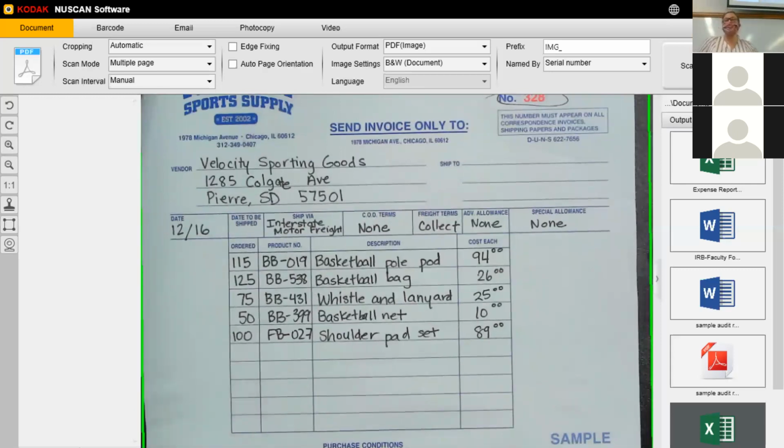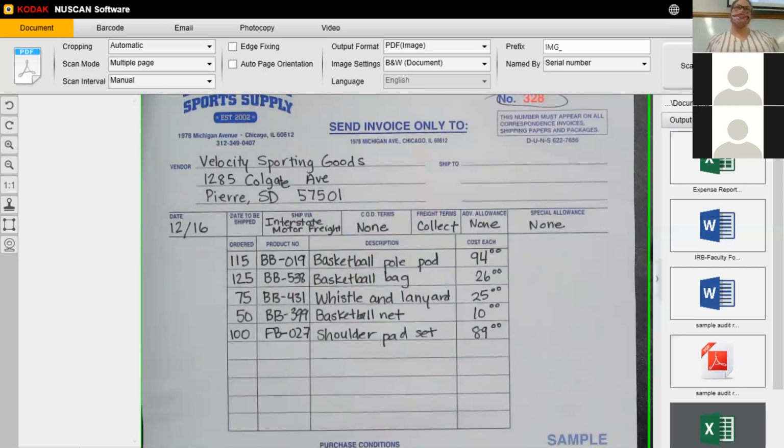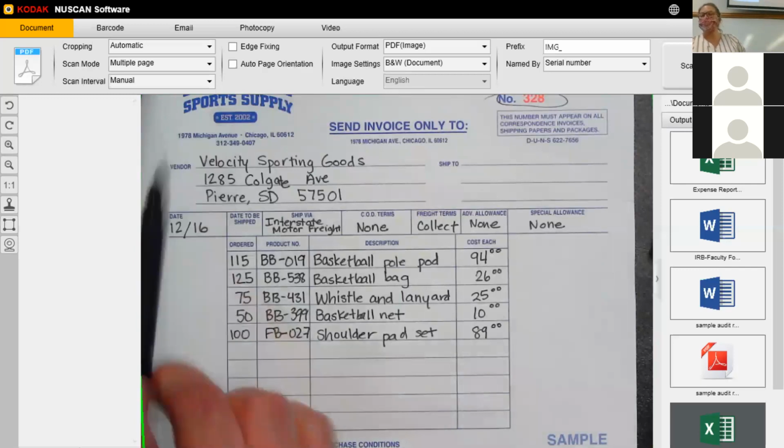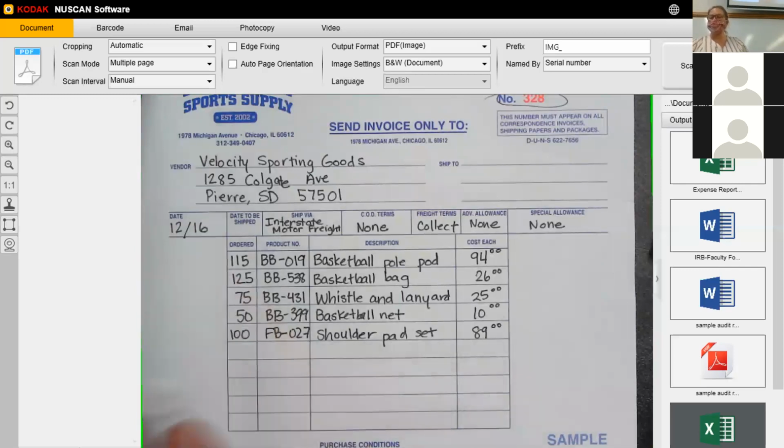Which address should we use for the ship to information? Yeah, the one that's on the logo, exactly. It doesn't specify receiving at a different location, so unless they give us information otherwise, we would just use this 1978 Michigan Avenue in Chicago, Illinois, 60612 as our ship to address.